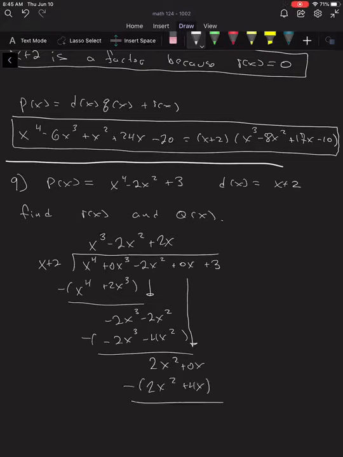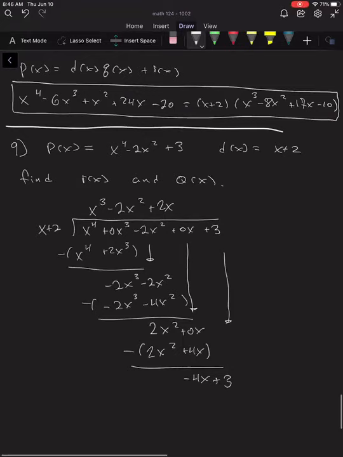Okay, do our subtraction. 2x squared minus 2x is 0, and then 0 minus 4 is minus 4x. Bring down the 3. Positive 3. Okay, so x times what is going to be minus 4x, so that's a minus 4. Okay, so minus 4 times x is minus 4x. Minus 4 times 2 is minus 8. We subtract, so this becomes 11.